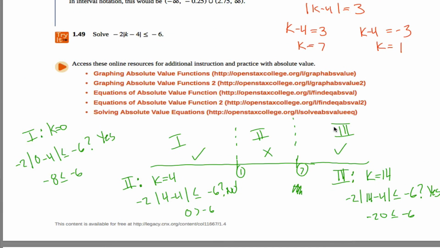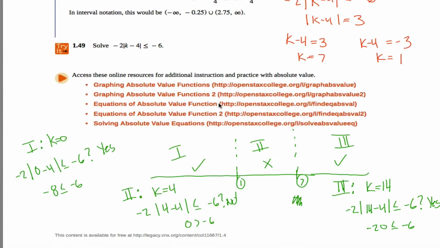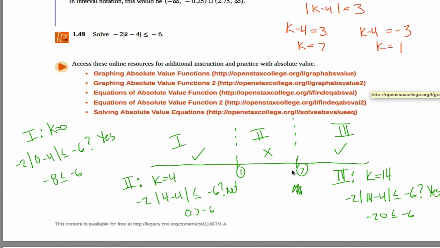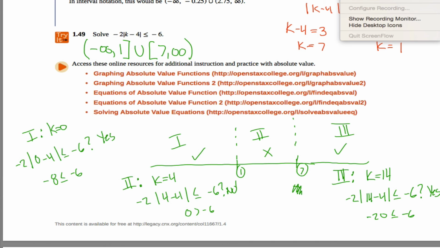And now you just have to check one more thing. Do you want the endpoints or not? Well, in this case, I want this thing to be less than or equal to -6. I found out that it was equal to -6 at these 2 endpoints. So I do want to include these guys. So my answer will be all the numbers from -infinity all the way up to 1, including 1. And then also all of the answers from 7 up to +infinity, including 7. Note that you never include -infinity and infinity because they're not numbers, they're concepts. That ends this section.